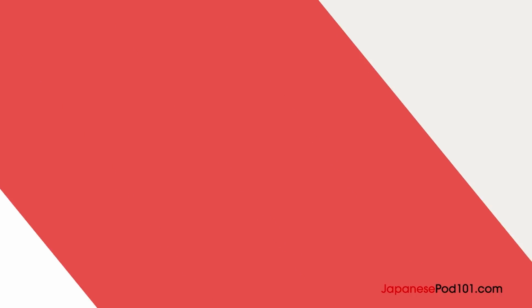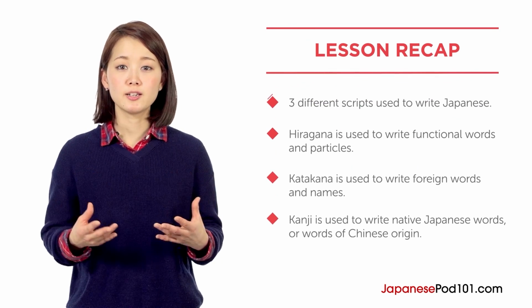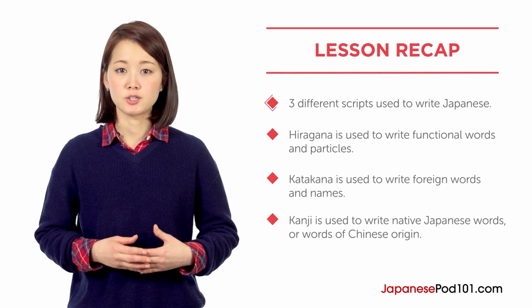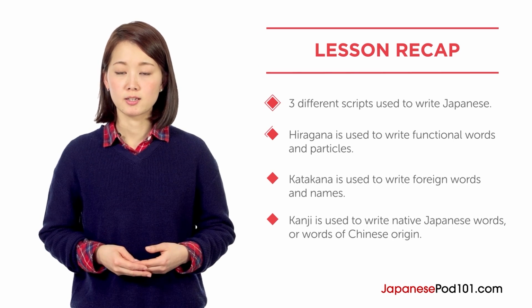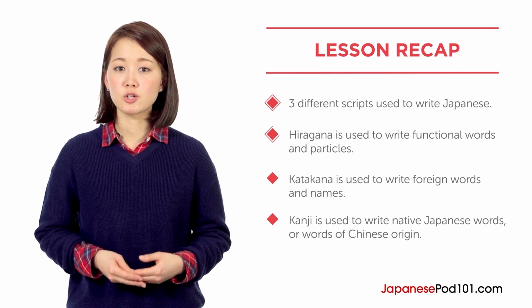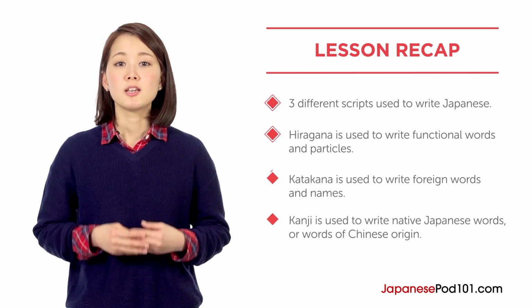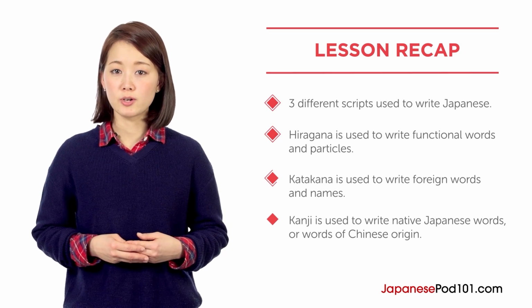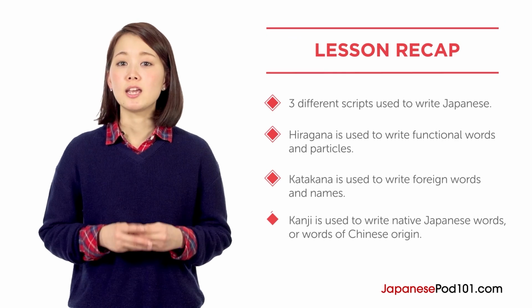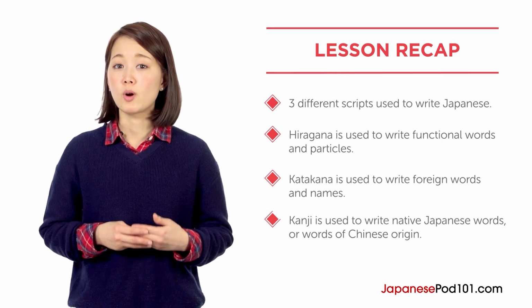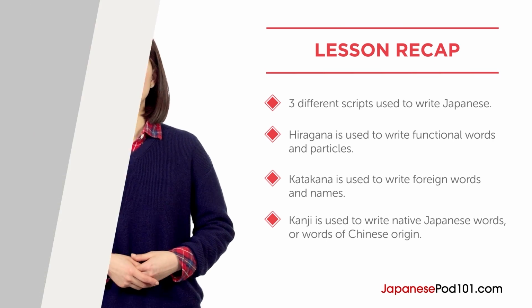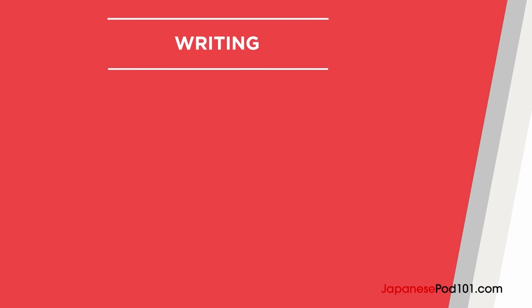Okay, let's wrap up this lesson by recapping what we've learned. In this lesson, you learned that there are 3 different scripts used to write Japanese. Hiragana is the most common, and it's used to write functional words and particles. Katakana is used to write foreign words and names. And kanji is used to write native Japanese words, or words of Chinese origin. We've covered the very basics of Japanese writing.